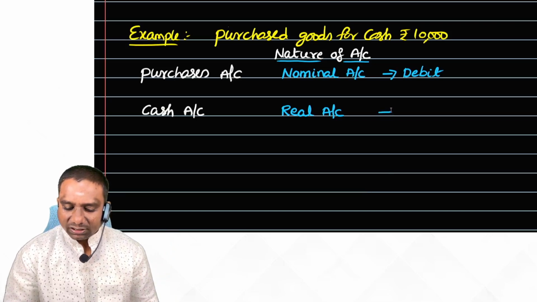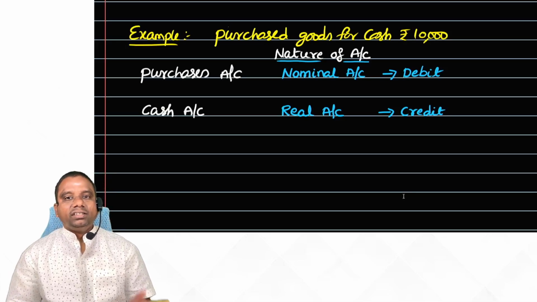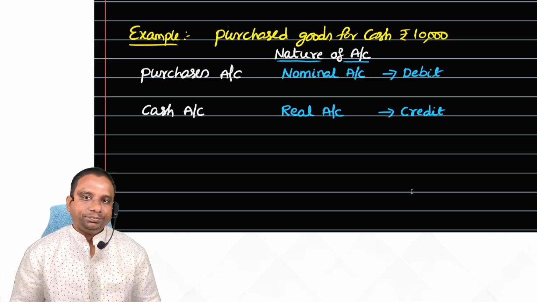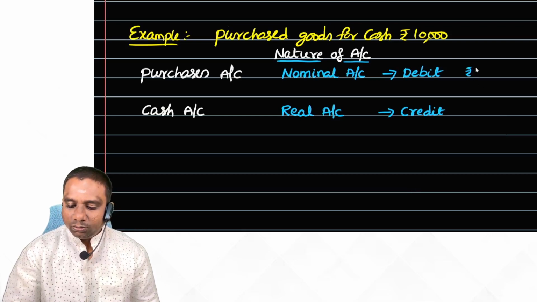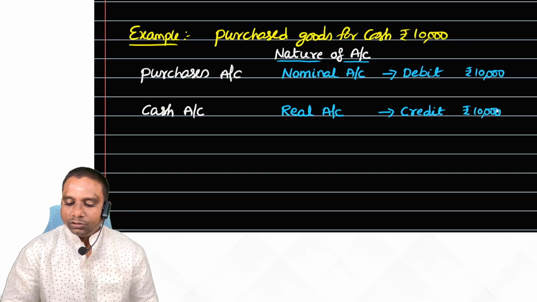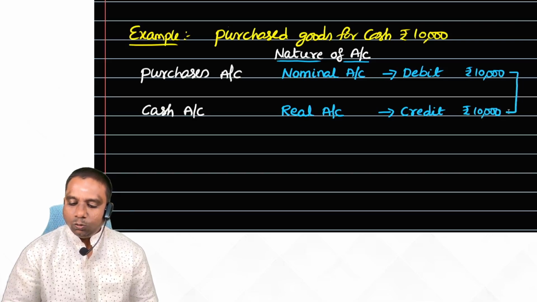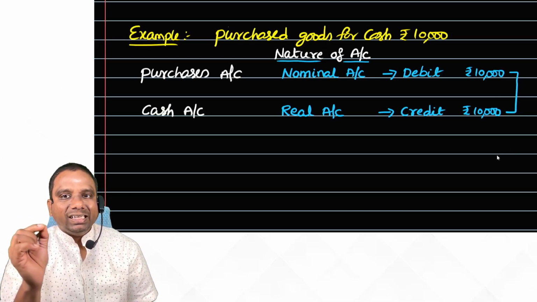Cash account is credit. Why is it credit? Because it is an asset, cash goes out. How much amount of goods purchased? 10,000, sir. And how much cash are you paying? 10,000, sir. So these two must be equal at any point of time.